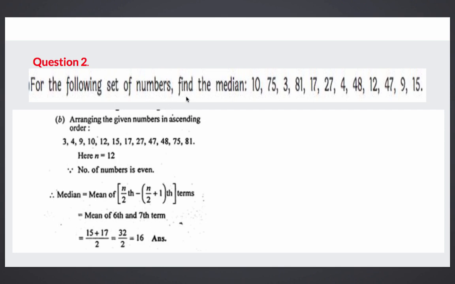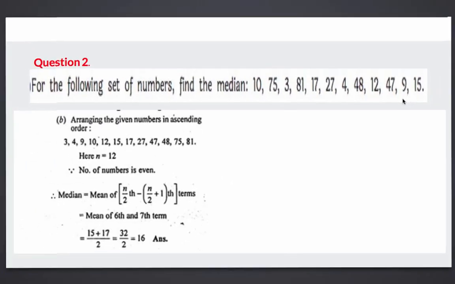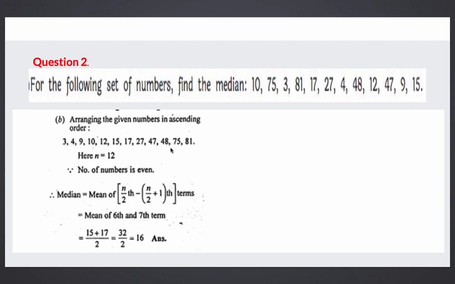For the following set of numbers, find the median. Again the data is in the same form, no particular order. What will you do first? You will arrange the data in a particular order, say ascending order again. Okay, arranged the data. Once we have done that, count the number of observations. If given in the question, good. If not, count 1, 2, 3, 4, 5, 6, 7, 8, 9, 10, 11, 12. So n comes out 12.